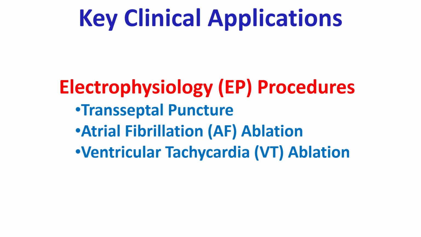Atrial fibrillation ablation, used to monitor catheter contact, visualize pulmonary vein anatomy, and immediately detect complications like thrombus formation or pericardial effusion. Ventricular tachycardia ablation helps map structural substrates and intramural scars.